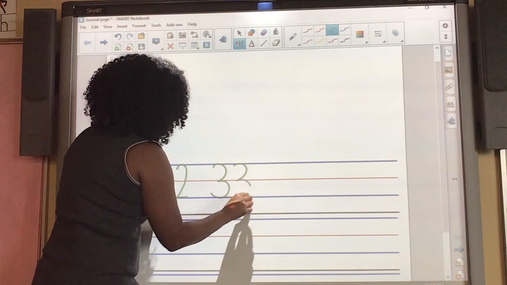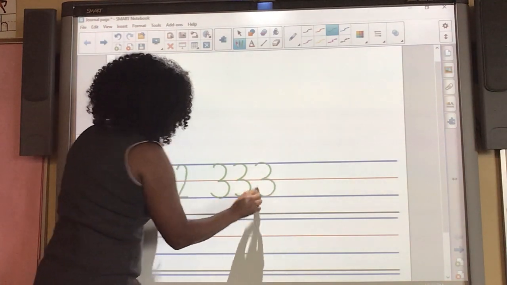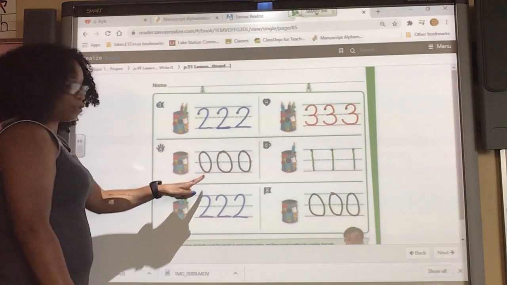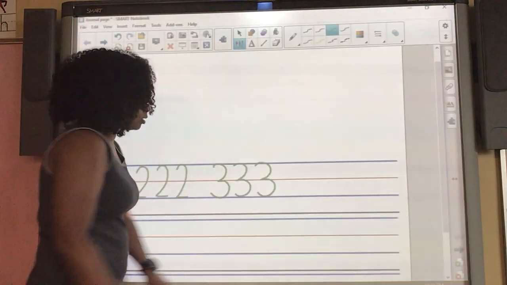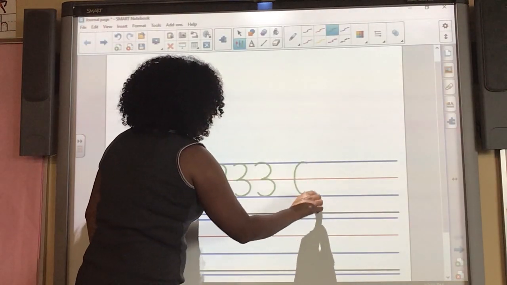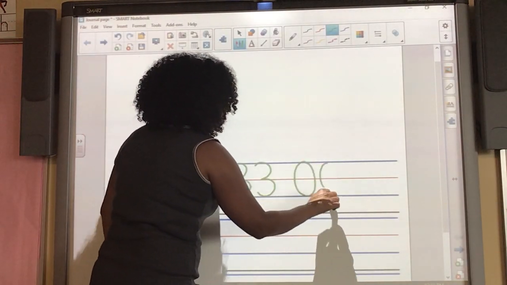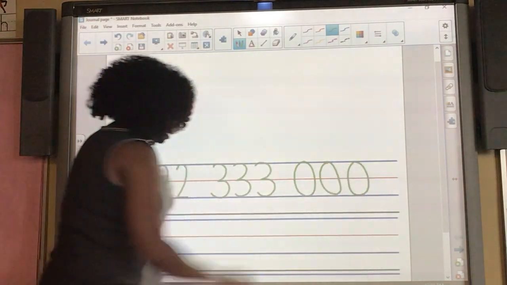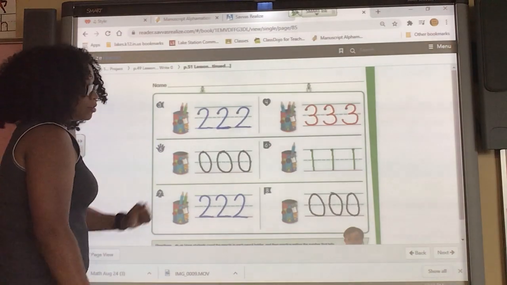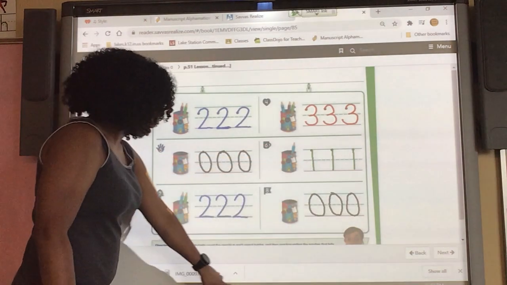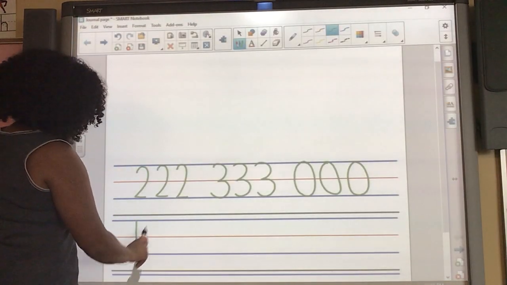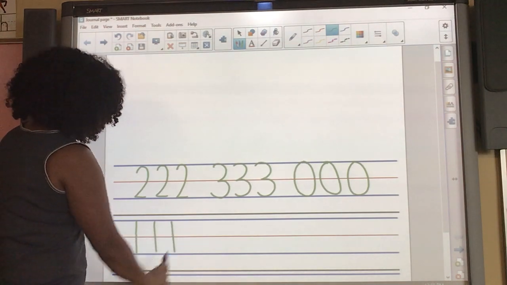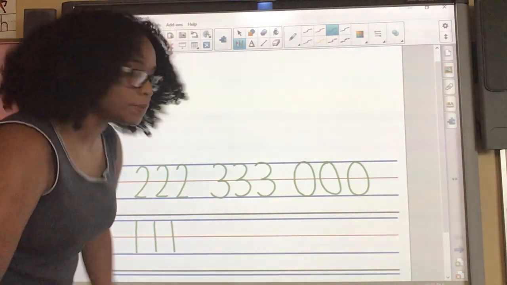1, 2, 3, around and around. 3 zeros, top to bottom, back to top. You should also have 3 1s. 1, 1, 1. Those are just straight from top to bottom.